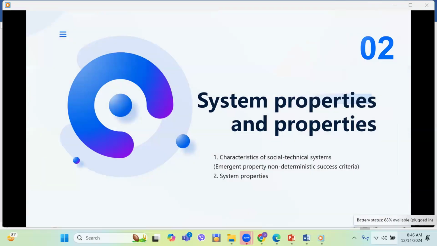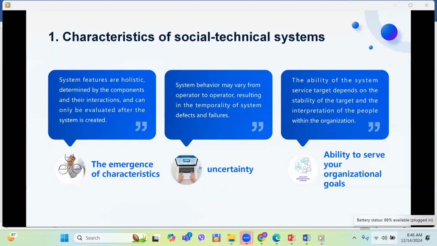Part 2. System properties. 1. Characteristics of sociotechnical systems. The emergence of characteristics. System features are holistic, determined by the components and their interactions, and can only be evaluated after the system is created. Uncertainty. System behavior may vary from operator to operator, resulting in the temporality of system defects and failures. Ability to serve your organizational goals.